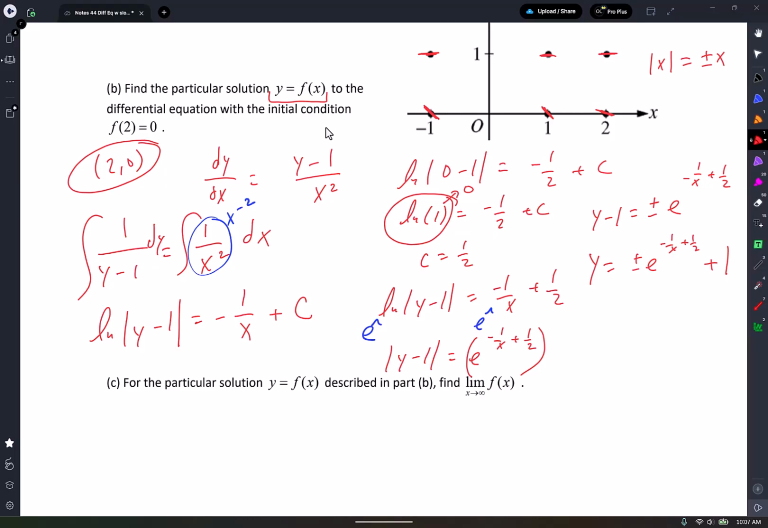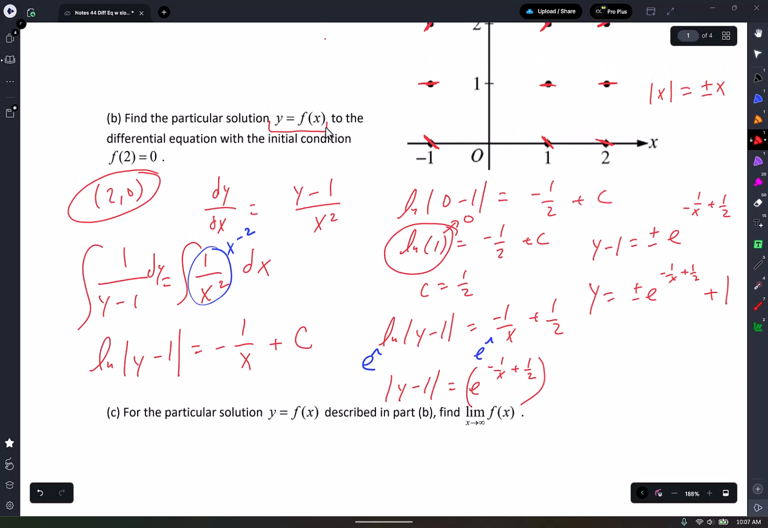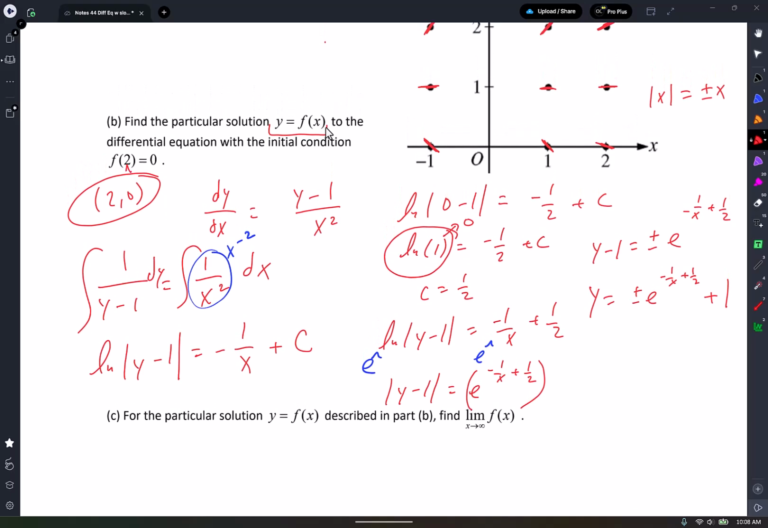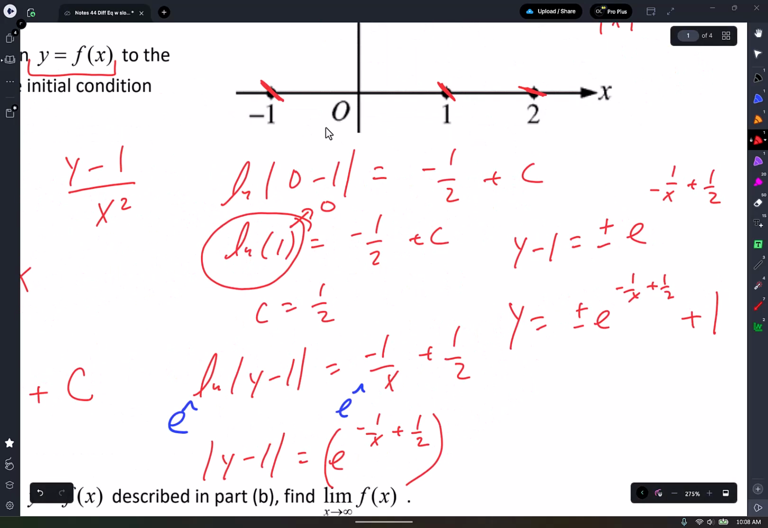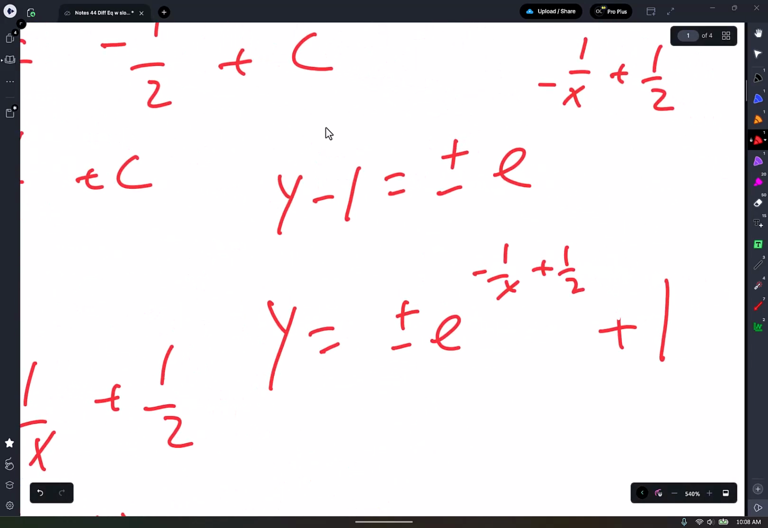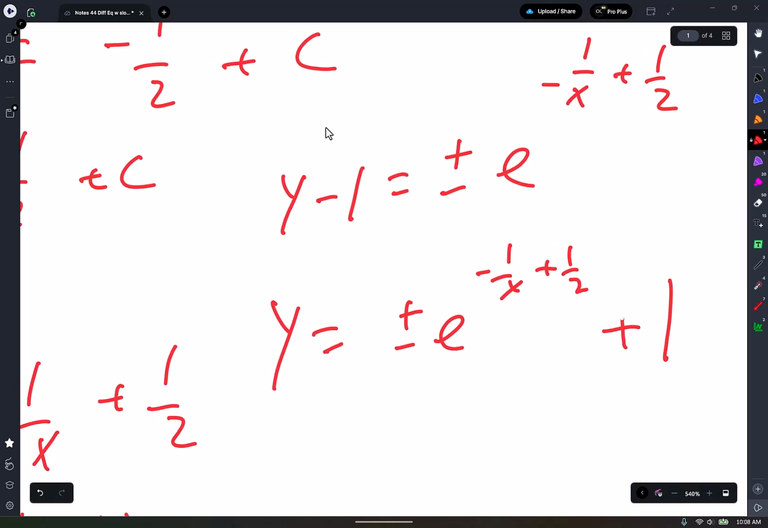Now, which one do I choose? Do I choose the positive or do I choose the negative? Well, let's find out. When I plug in a 2, I better get 0. If I plug in a 2 up here for my exponent, that will turn into a negative half. Negative half plus 1/2 is 0. E to the 0 is 1. But in order for it to equal 0, I need to choose the negative 1. So negative 1 plus 1 is 0. So there it is. I chose the negative 1.